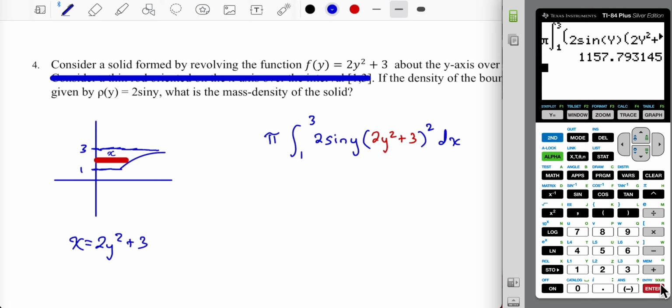All right, so barring any miscalculation on my part, of course, 1157.793 units. All right.